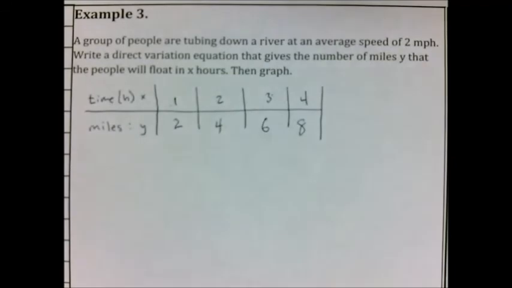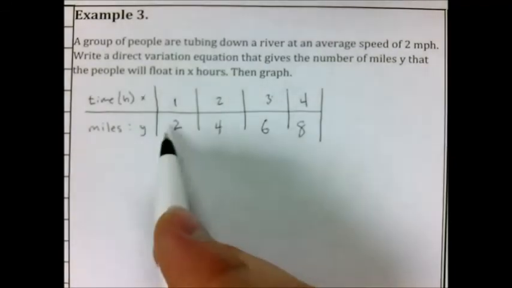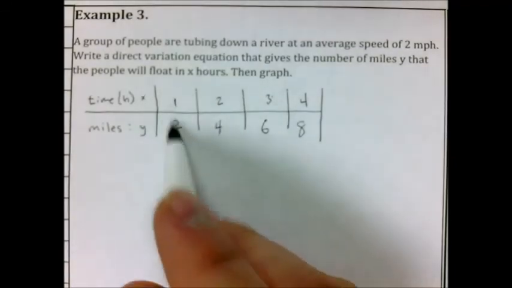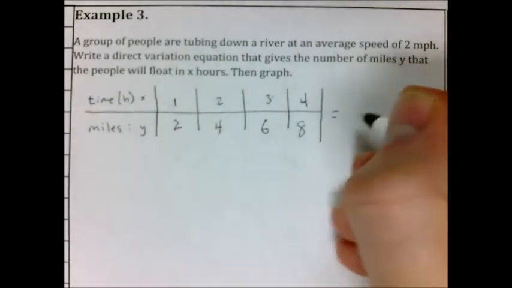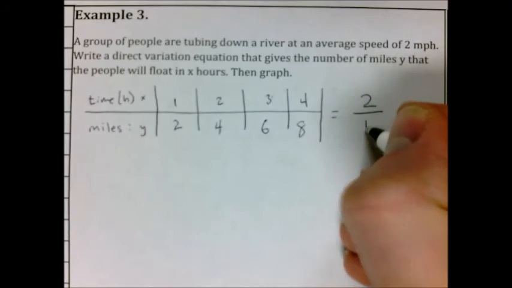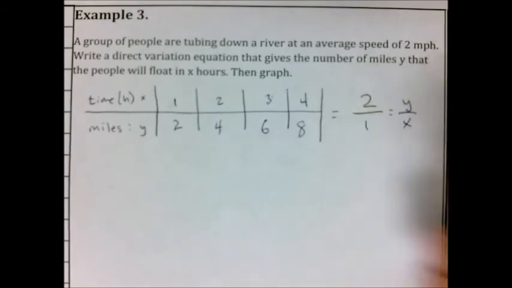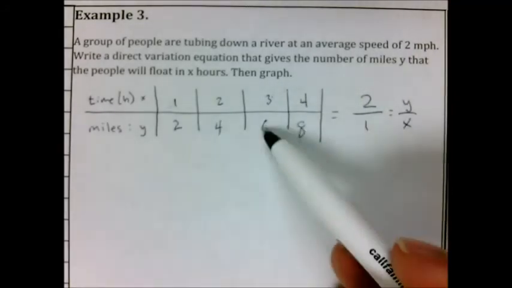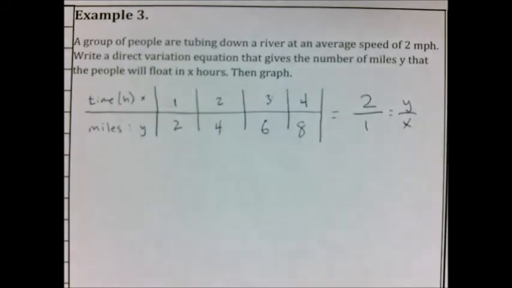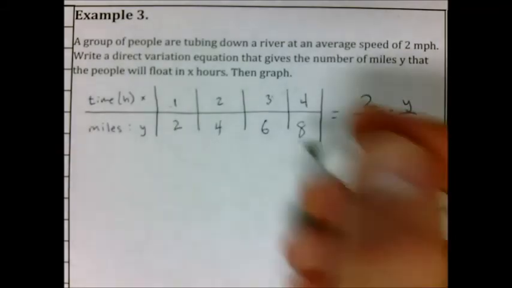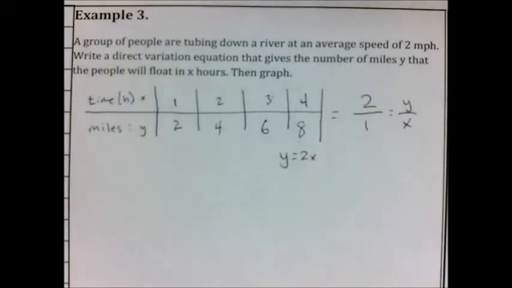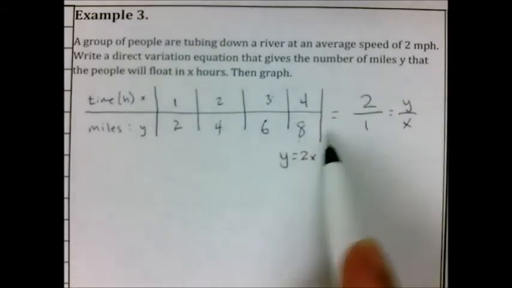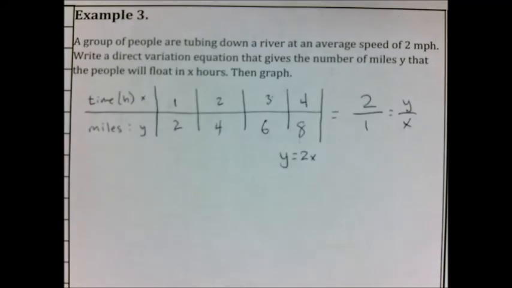Okay, and so we can see the direct variation here. If we take every y over x, it's 2 over 1, 4 over 2, which reduces to 2 over 1. And so our direct variation, our y over x, is equal to 2 over 1. Every single one of these reduces to 2 over 1. So our equation then is y equals 2x. And we can check this, we can see that that will work.